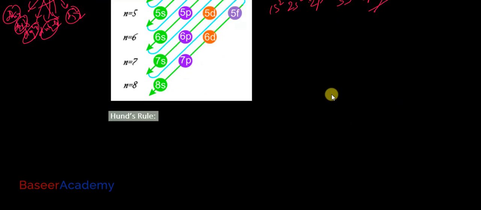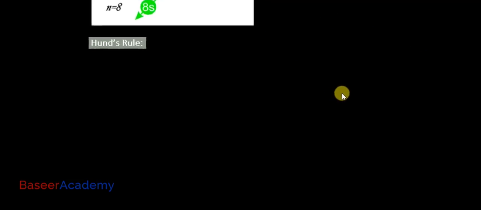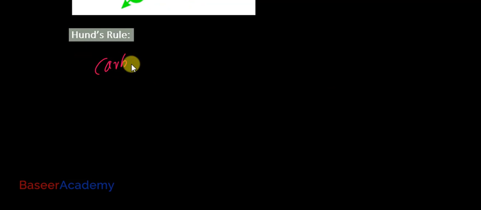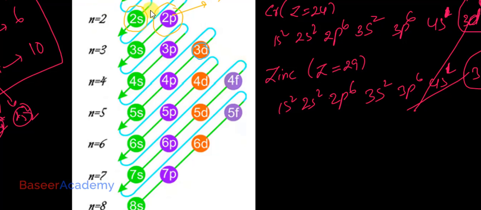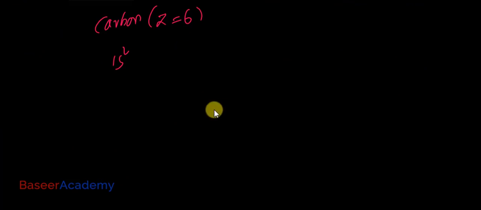Lastly, we will go through Hund's rule. Hund's rule is not at all difficult. See, let us consider carbon. Atomic number of carbon is 6, which means it has 6 electrons. The first 2 electrons will go into 1s orbital. After that, 2 electrons will go into 2s orbital. After 2s, the rest of the electrons will go into 2p orbital, right? So the first 2 electrons go into 1s, the next 2 electrons go into 2s. The remaining 2 electrons go into 2p orbital.